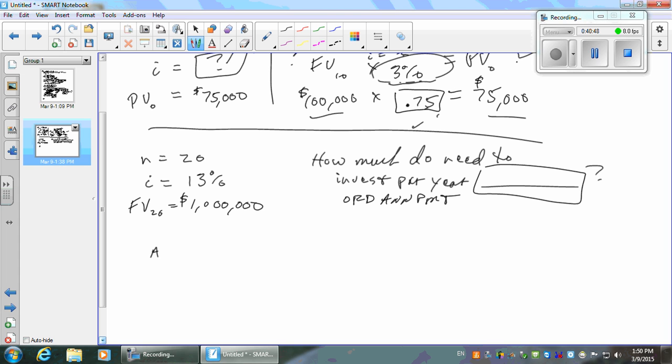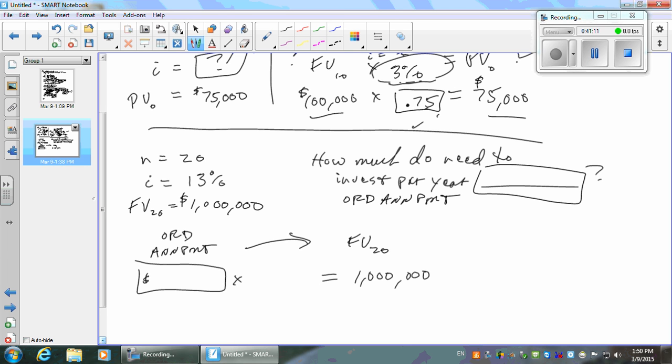What do we got? I'm going to have some annuity payment. That's what I'm looking for. Some ordinary annuity payment that, when I take it times the factor for an ordinary annuity, I will have a future value. How many periods? 20 from now, of $1 million. I want to be a millionaire barely, I guess. So the number of periods is 20. The interest rate is 13% because that's what the market has earned over the last 30 or 40 years, right? I invest in the stock market and I get lucky, right? I get that for that 20 period span.